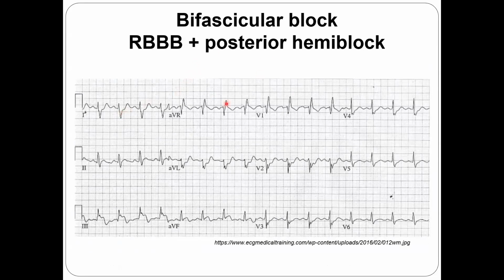Okay, similarly, as you see here in V1, the typical sign of the right bundle branch block. The last part of the S wave is very wide in lead number 1. Okay, good. So that's a right bundle branch block. And the axis, lead 1 is negative, so there's a posterior hemiblock. This is what is called bifascicular block.